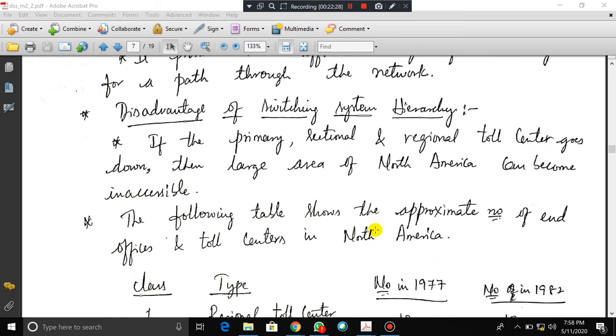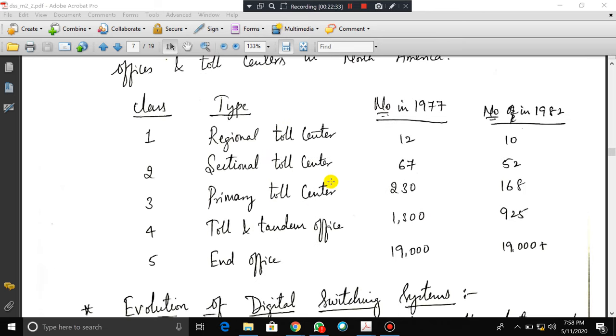The following table shows the approximate number of end offices and toll centers in North America. As I told already, in the textbook the author specifies the terminology with respect to North America. Regional toll centers in 1977 were 12, but in 1982 it is 10. Sectional toll centers were 67, now 52. Primary toll centers 230, now 160. Toll and tandem offices 1300 and then 925. End offices 19,000, and in 1982 it is 19,000 plus. It may be more now.